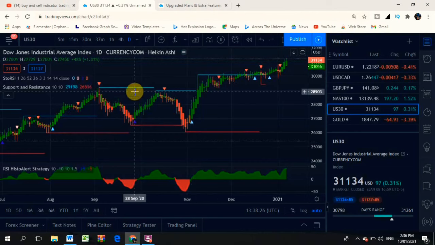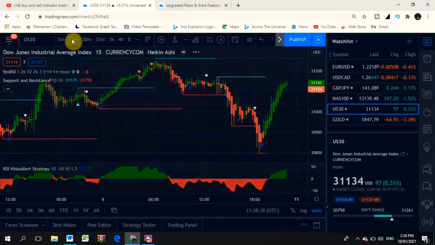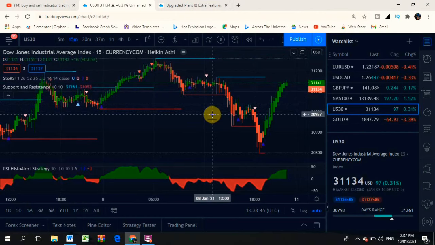So let's go to the 15 minutes again, in order to elaborate what I'm explaining to you guys. As you can see, this is a sell signal here. The reason why we take the signal is because the RSI matches the sell signal.